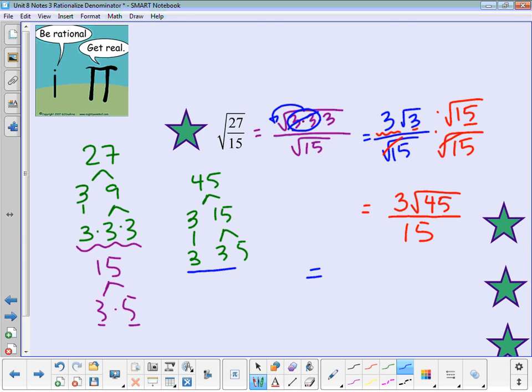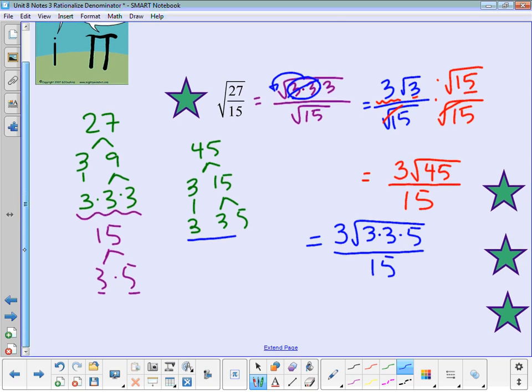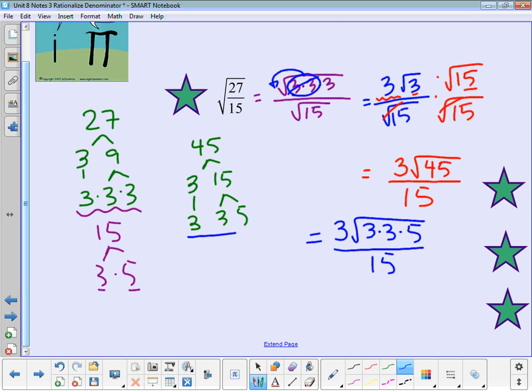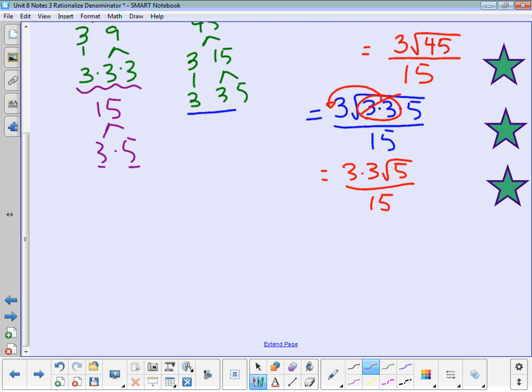Okay, so let's break that down. I have 3 times the square root of 3 times 5. The bottom is just 15, and we'll come back to that in a second. Now I'm going to take my pair out. So this comes out front. I have 3 times 3 times the square root of 5 over 15. 3 times 3 we all know is 9. So I have 9 square root 5 over 15.